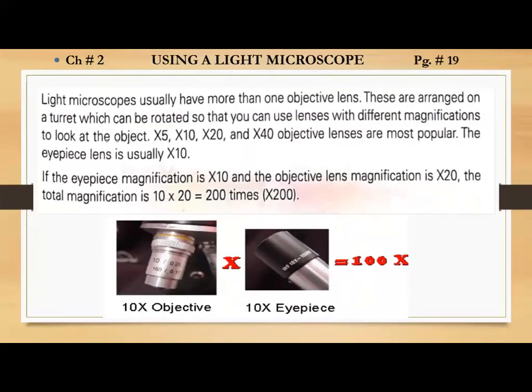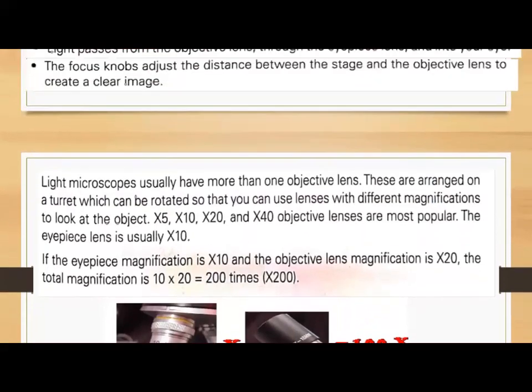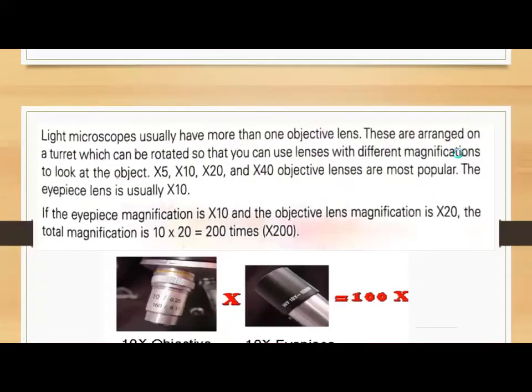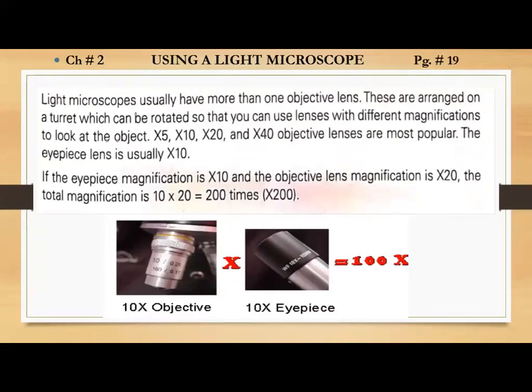Light microscopes usually have more than one objective lens. You can see in this figure there are three objective lenses: one, two, and three. These are arranged on a turret which can be rotated so that you can use lenses with different magnification.